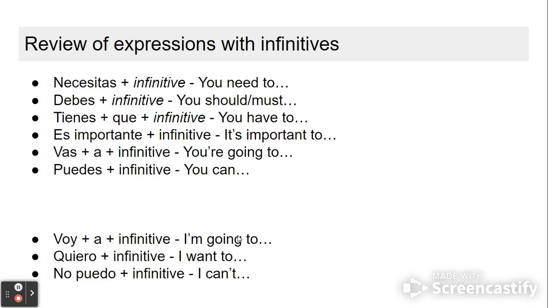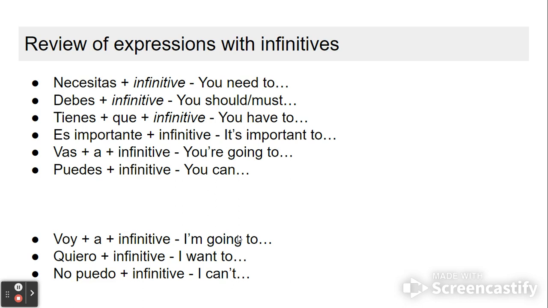After all is said and done, some of the expressions that we practiced with, both in our introduction and conclusion, involve expressions that have infinitives. And so it might be helpful to remind you of some of the tools that you have in your toolbox already. So we talked about a call to action, necesitas plus infinitive. We talked about debes, you should or you must plus infinitive. Tienes que plus infinitive, that's something that you learned in Español 1A. Es importante plus infinitive. Vas a plus infinitive, you are going to.